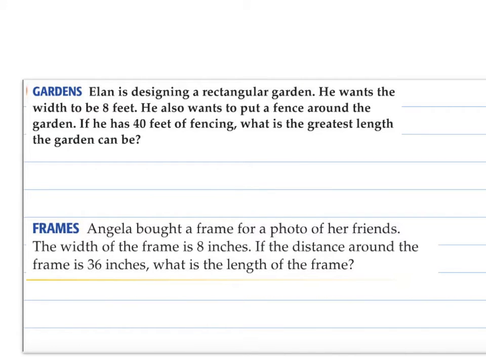Okay, here are a couple more word problems. Give them a try, and I'm going to kind of whip through them so you're not here all day. Ellen is designing a rectangular garden, so right away that tells me it's a rectangle. I'm going to draw myself a picture.